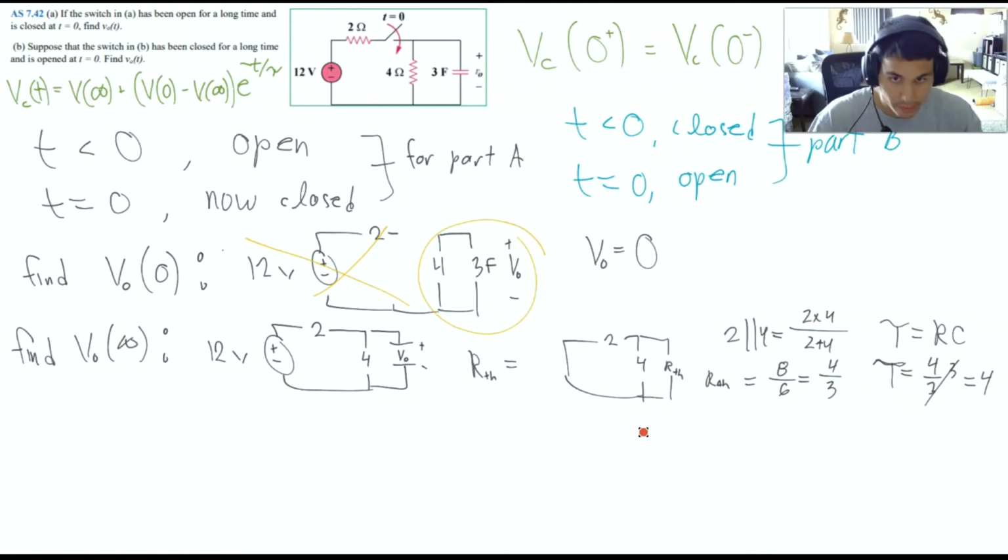And now we think about what V of infinity is. The voltage here, what is it over an infinite amount of time? Current comes out of here.